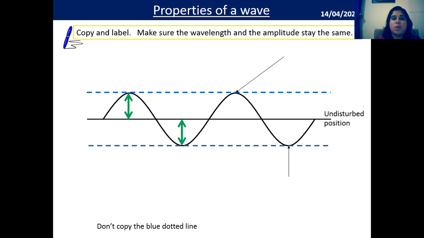Now, my question is that you have to label. Find where is the amplitude in this wave diagram. Where is the wavelength? Where is the crest? Where is the trough? I will give you 10 seconds to label this diagram.